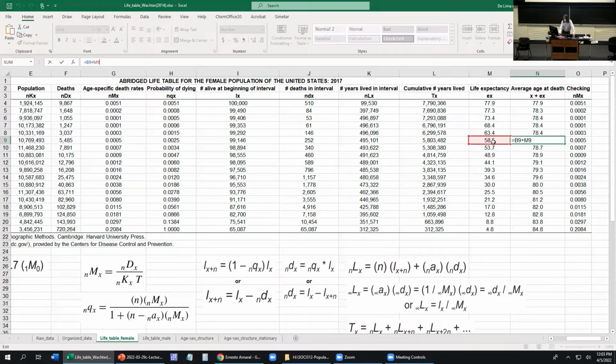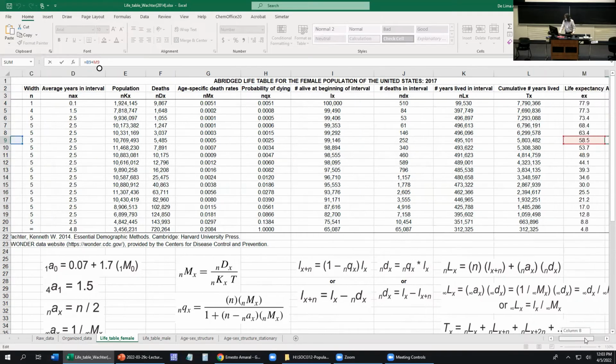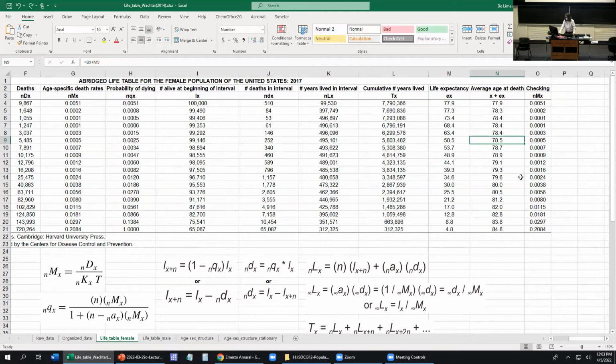How did I get the 78.5? I just got the life expectancy and I added it to the age at the beginning of that interval. So I said that this column here we would use at the end, right? So for people who reach age 20, they did not die here before, so they get some bonus years of life. In this case, instead of living on average 77.9 years, they will live 78.5.